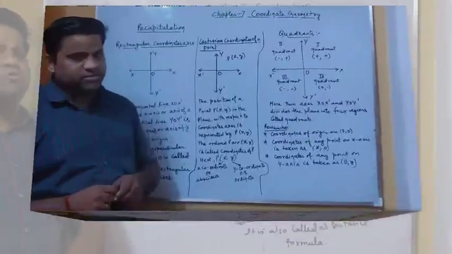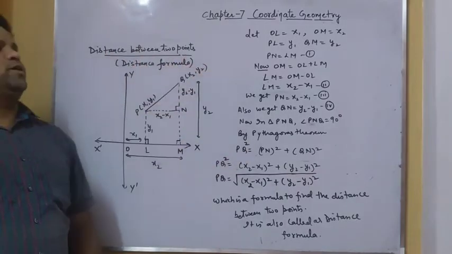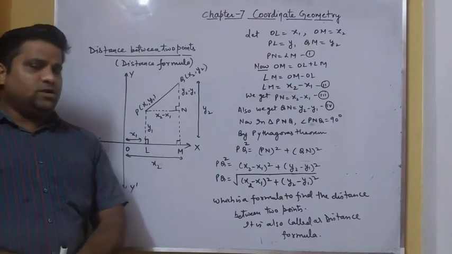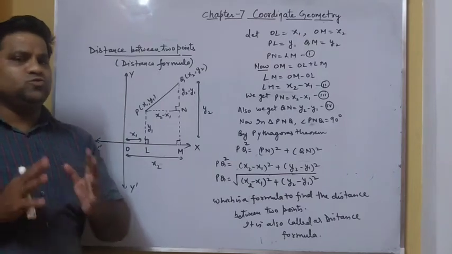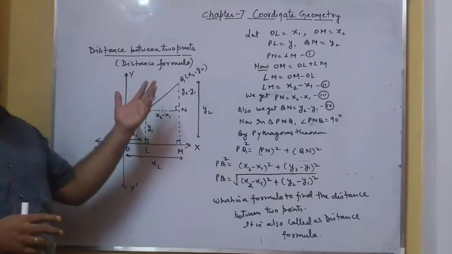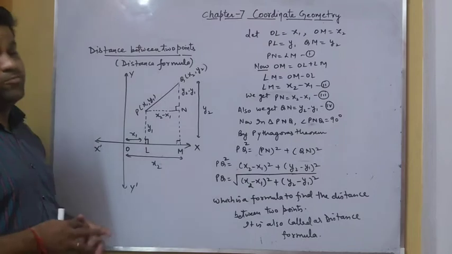Now let us come on the topic of distance between 2 points of this chapter. It is also called the distance formula. This formula is used to find the distance between 2 points on a Cartesian plane. Now let us try to find what this formula is.